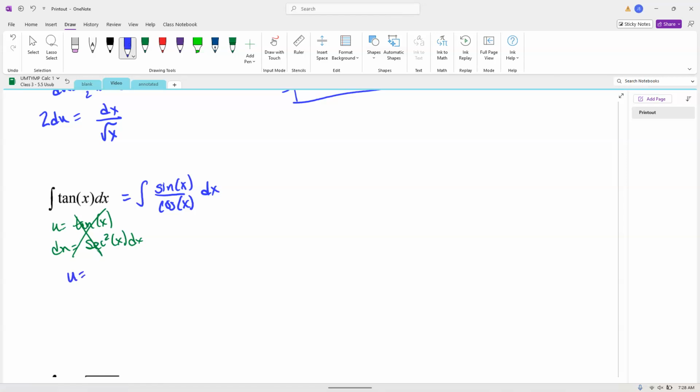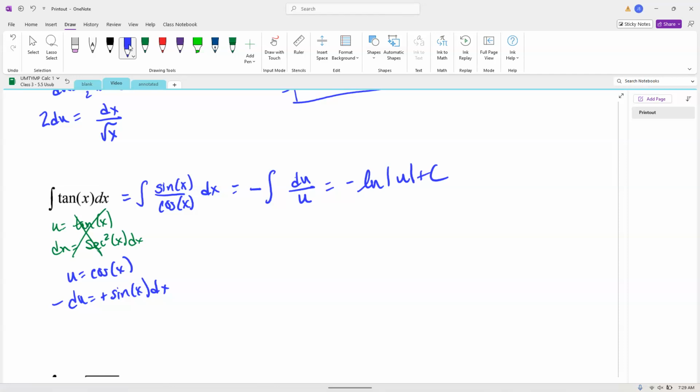But if I try to let u be cosine, then du would be negative sine of x dx, and I just move the negative over to the other side. So then what do I get? I get the integral, negative comes out in front, sine of x dx would be du over u. Oh, okay, so this is just going to be negative natural log of the absolute value of u plus c.